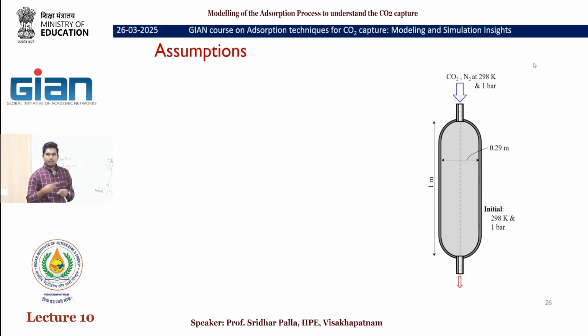So in the coming class, the coming tutorial tomorrow, we will solve this problem. This is a packed bed that we will consider. This is a zeolite 13X packed bed we will solve, where the CO2 and N2 source gas we will take at 298 Kelvin and 1 bar, in a bed 1 meter long, which is initially at 25 degrees Celsius and 1 bar.